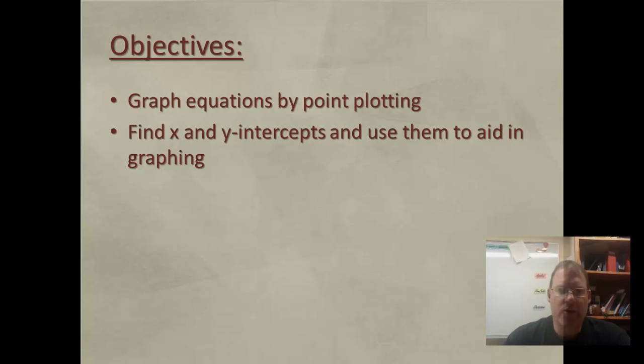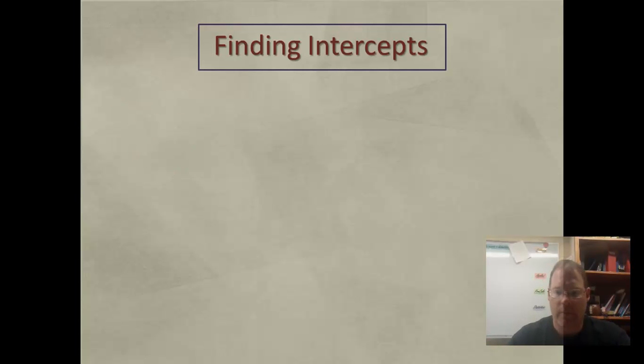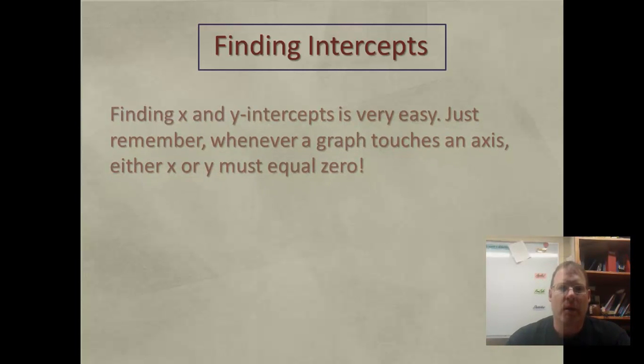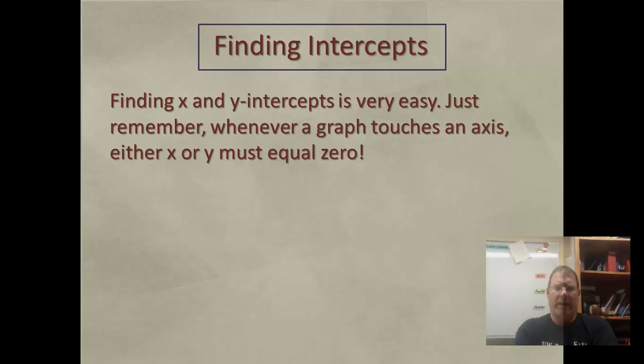Alright, our second video is about finding the X and Y intercepts and then being able to use them to aid us in graphing. So that is the objective of this particular video. Okay, so remember that finding X and Y intercepts is actually very easy. You just have to remember that whenever the graph touches an axis, either the X or the Y must equal 0.